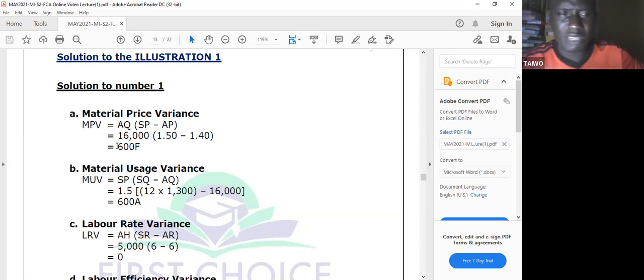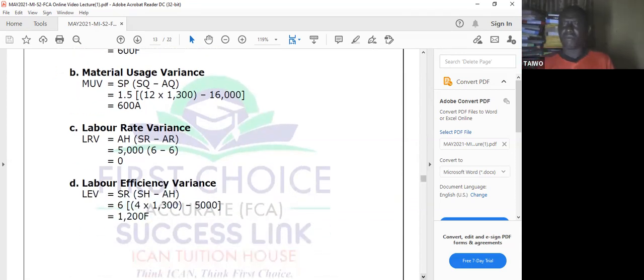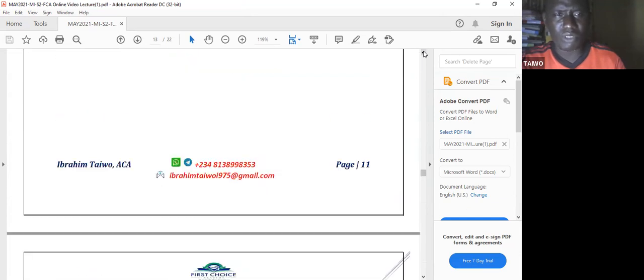But if we now talk about material usage variance, it means that we are looking for the variance in the usage of the material. Usage in the sense of what is the standard quantity of material to be used and what is the actual quantity of material used. I hope you are getting me now. That will give you your material usage variance. Let's go and check our standard quantity and actual quantity and see how we can pick them.